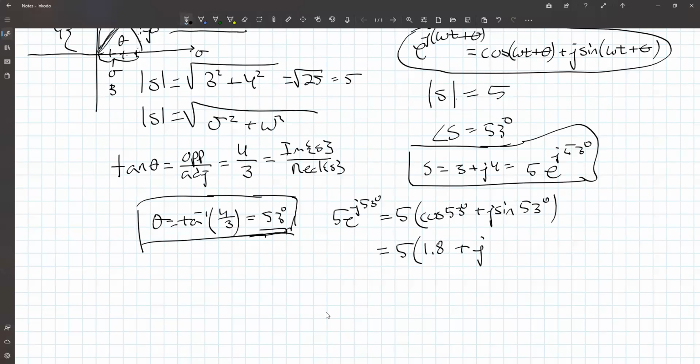How did you get 1.8? Because I did cosine of 53 and I got 0.6. No, I got 0.6 too. I don't know why I wrote 1.8, to be honest. I just multiplied it by 3 in my head for some reason. It should be 0.6 roughly. And then the sine of 53 degrees is about 0.8. When we distribute that 5 in there, 5 times 0.6 is 3, and 5 times 0.8 is 4. So we come right back to our complex number written out.